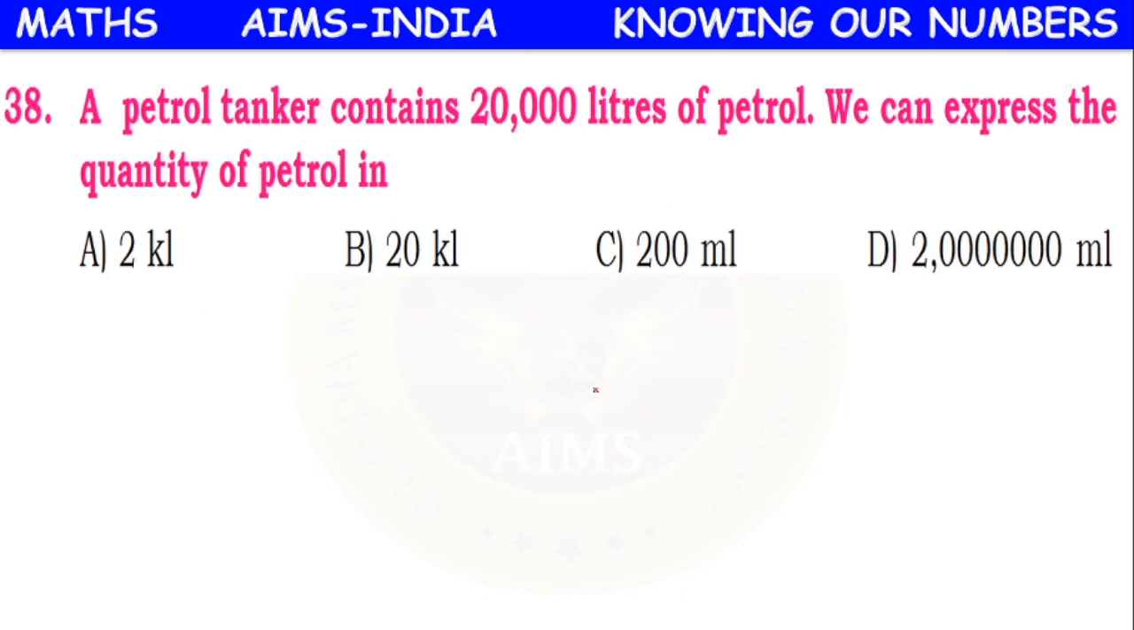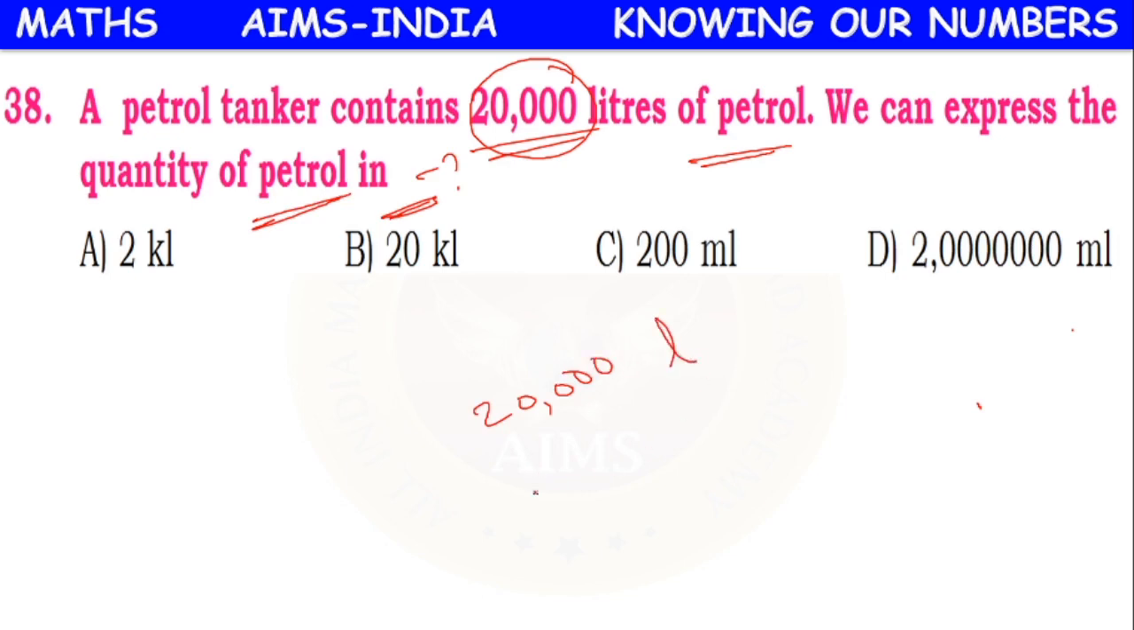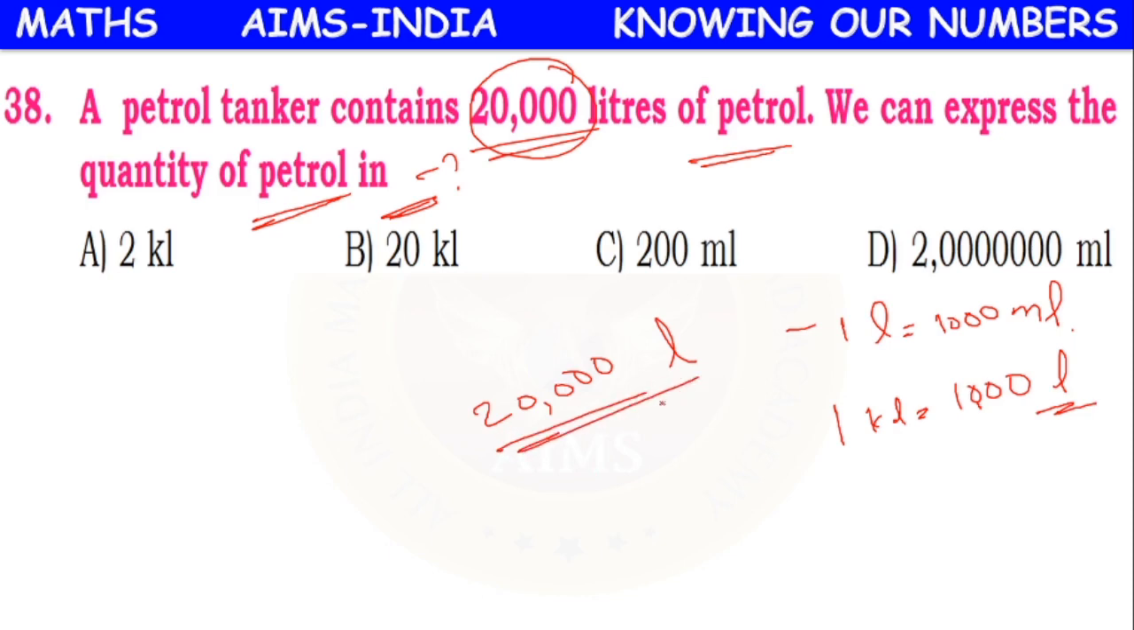Next, a petrol tanker contains 20,000 liters of petrol. So how can we express the quantity of petrol? We know that 1 liter equals 1000 milliliters, or 1 kiloliter equals 1000 liters. We have these options for 20,000 liters.